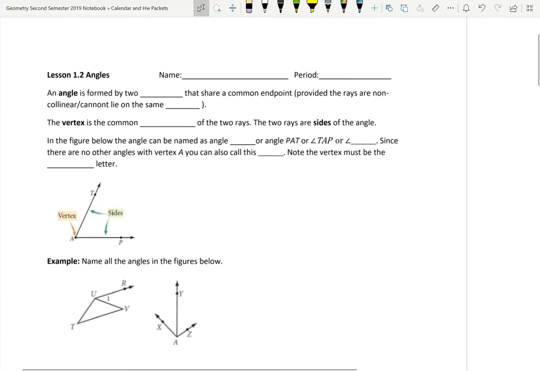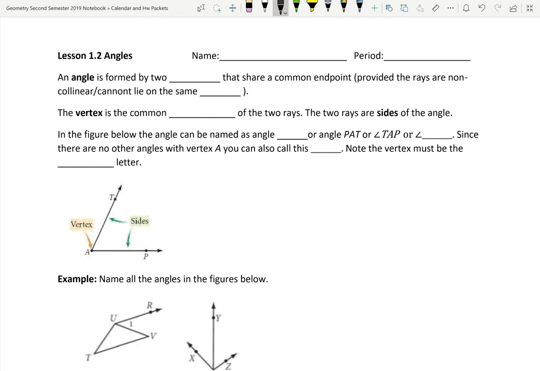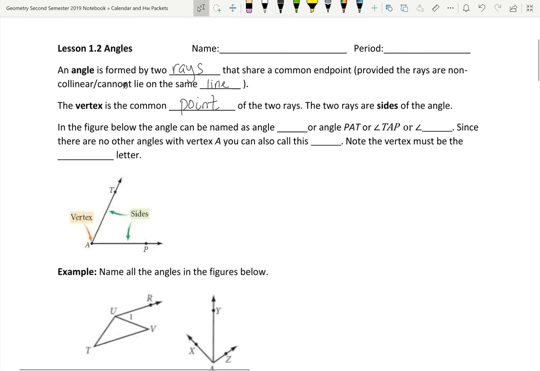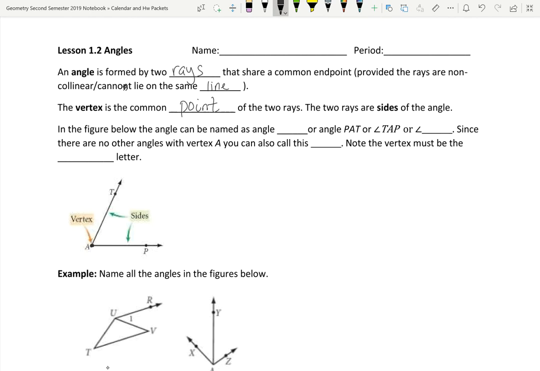All right, this is lesson 2 of geometry, having to do with angles. So an angle is formed by two rays that share a common endpoint, provided the rays are non-collinear, meaning they cannot lie on the same line. The vertex is the common point of the two rays, and the two rays are sides of the angle. So for example, this angle down here, you can see we have this vertex A, and the two sides of the angle are both rays.